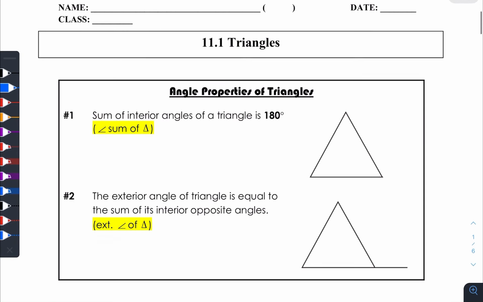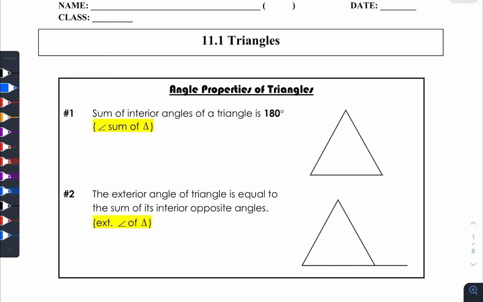Okay, hi everyone. In this video, we are going to start off with chapter 11, and chapter 11 is actually an extension from chapter 10, where we took a look at the basic angle properties. For example, things like angles along a straight line, vertically opposite angles, and parallel lines. Okay, so we are going to explore a little bit more, and we are going to explore the angle properties of shapes. And the easiest shape for us to explore these angle properties is the triangle.